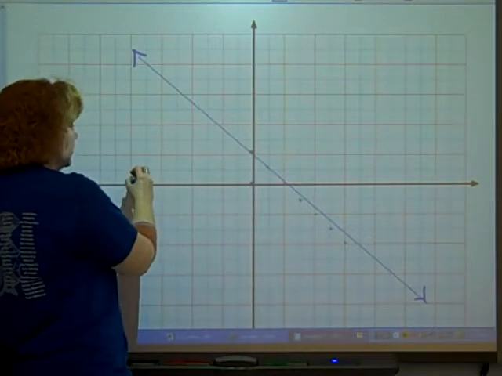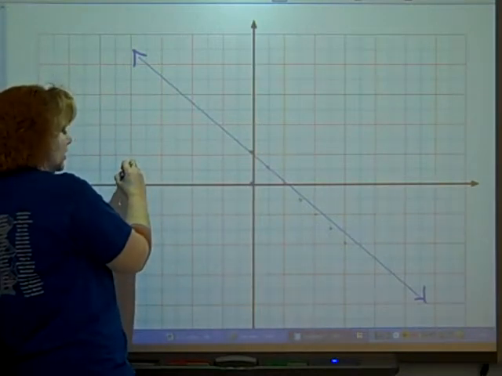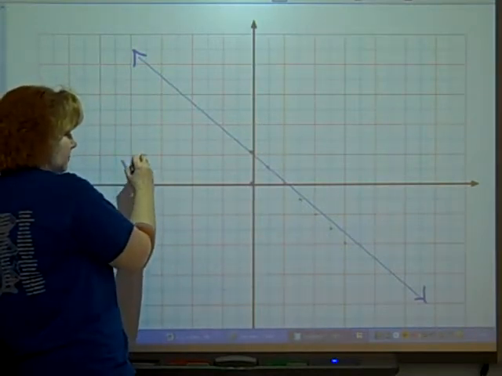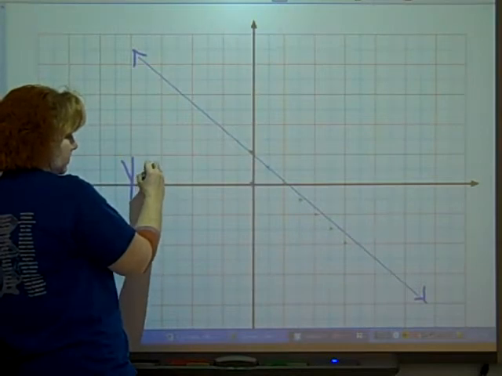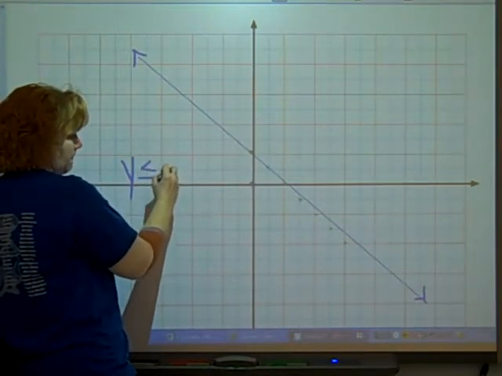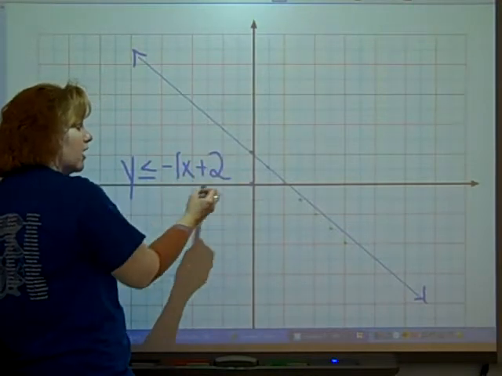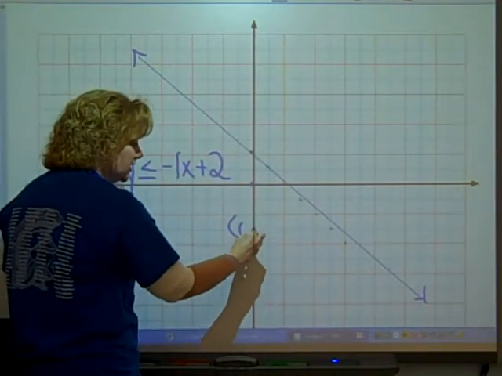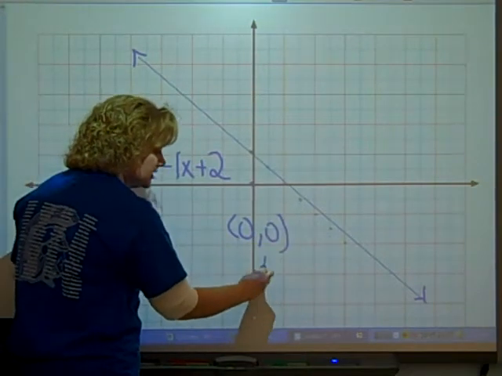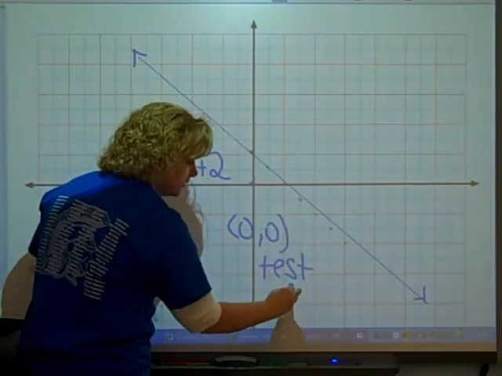So what was my equation again? Somebody tell me. Or my inequality, I mean. Y is less than or equal to -1x plus 2. Yeah. Okay, so I'm going to drop in. So remember, I'm testing 0, 0. This is my test point.